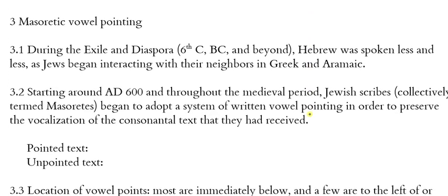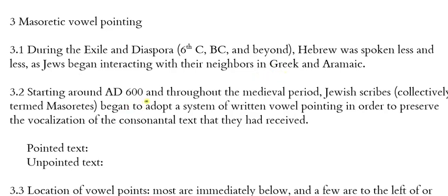Now in point number 3, let's talk about Masoretic vowel pointing. During the exile and the diaspora of the Jews, which was around 6th century BC and beyond, Hebrew was beginning to be spoken less and less as Jews began interacting with their neighbors in Greek and Aramaic. So some Jews were dispersed east of Palestine, and Aramaic was the lingua franca, the common language of diplomacy and business. And if they were dispersed into the west, then they were speaking Greek.